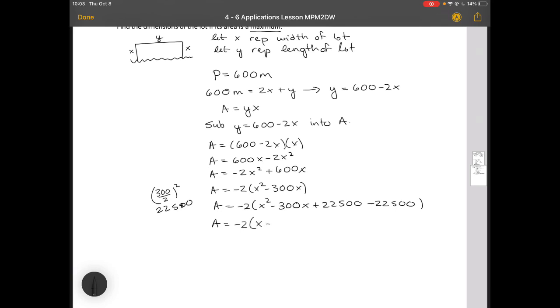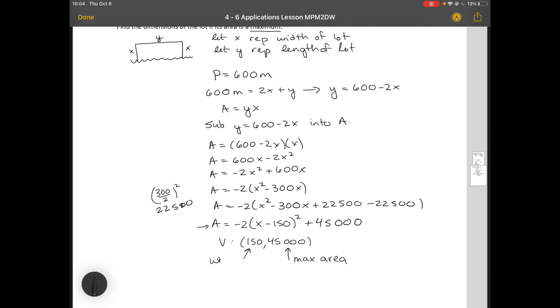And then I can finish completing the square by factoring my perfect square trinomial and then remembering to multiply my last term by whatever I factored out at the beginning. So I'm going to have plus 45,000 here. So now I have a model that represents the area of my pen based on the dimensions of x. My vertex here is 150 and 45,000. My y is the maximum area based on the constraints I've constructed my model from.